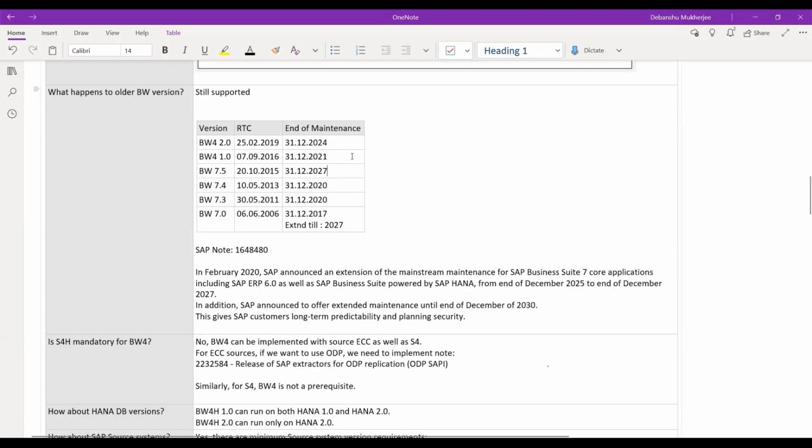BW4HANA 1.0 will end maintenance 2021 and 2.0 in 2024. Okay, there's an SAP note 1648480. You can refer to that note. It has clearly what dates are there for the end of maintenance for which BW version.